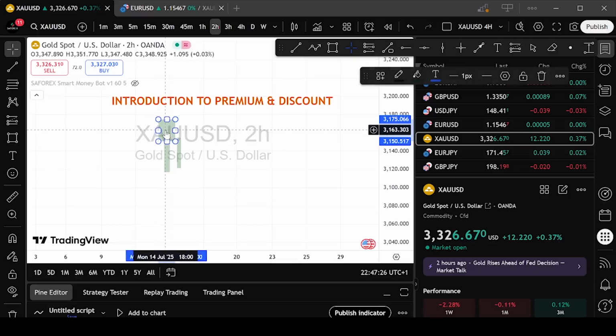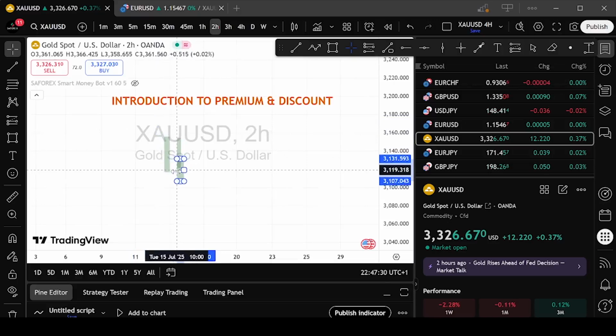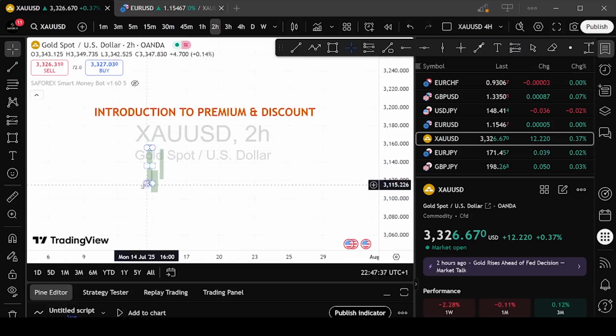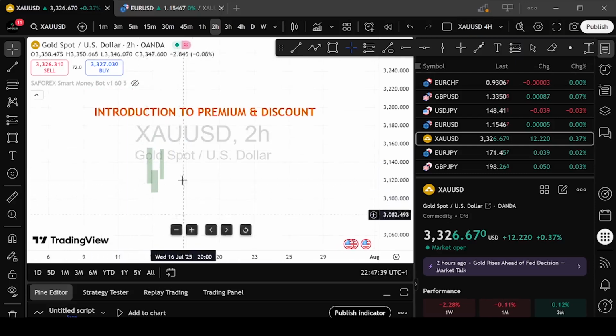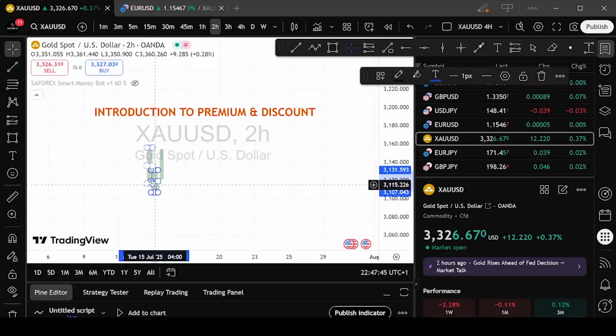Don't mind my diagram for now. If it's below like this, it's what is called a swing low. But if it's above, we'll call it a swing high, right?